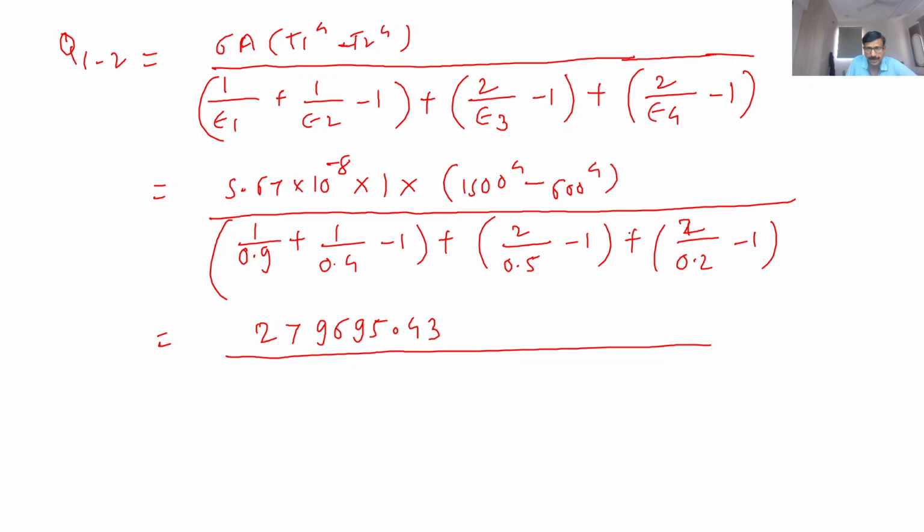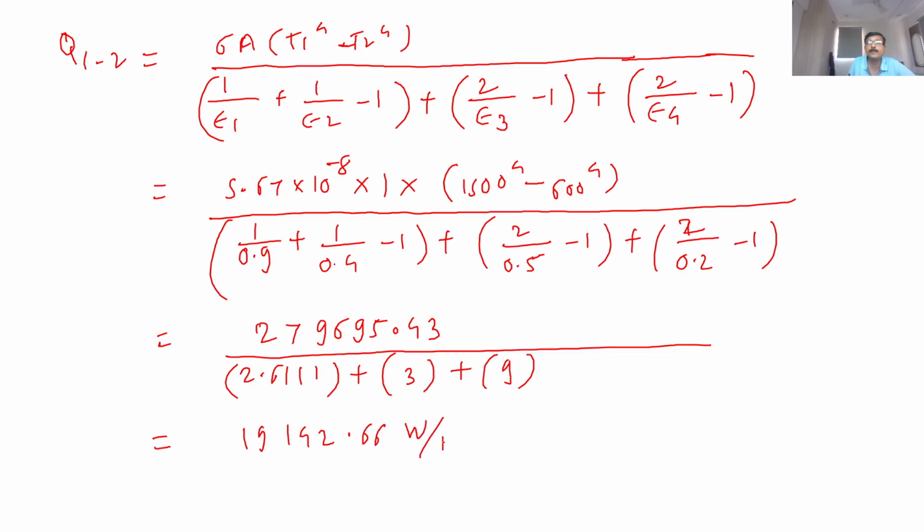Now I will solve each bracket separately and I will write it as 2.6111 पहला bracket, this bracket, then second bracket का answer it comes as 3 and third bracket का answer it comes as 9. So if I will calculate it, the final answer comes as 19,142.66 watt per meter square. Why per meter square? The reason is area I have assumed as 1. Okay, अगर area की value होती तो it becomes only watt, but area I have assumed as 1, so it is watt per meter square. So I got the answer.